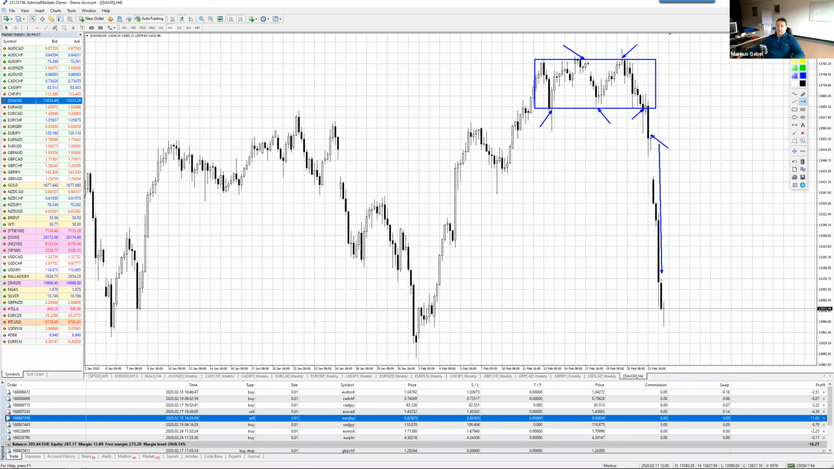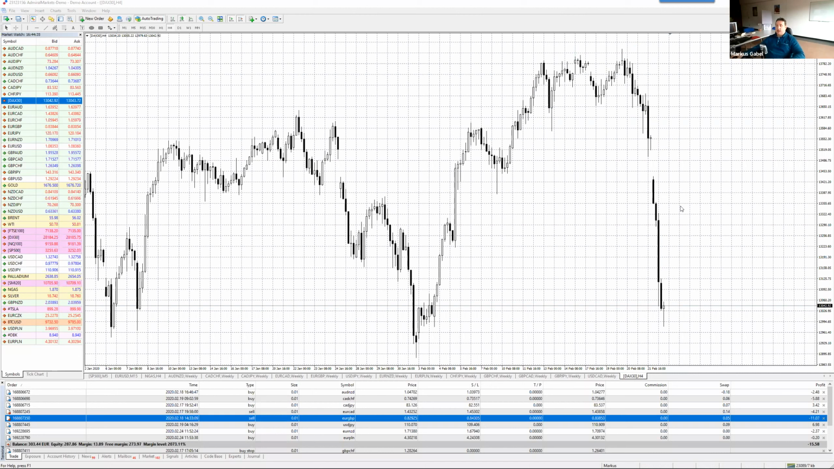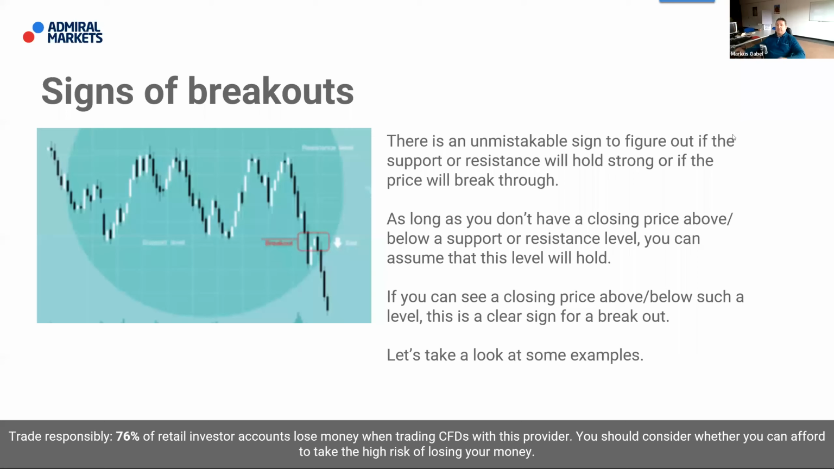And this is a secret. This is really the secret. Be patient, guys. Be patient and your chance will come. And the secret is really the closing price. Then you have a high probability that the market will make a breakout. And as long as you don't have any closes, the signs are very strong that this level will hold.